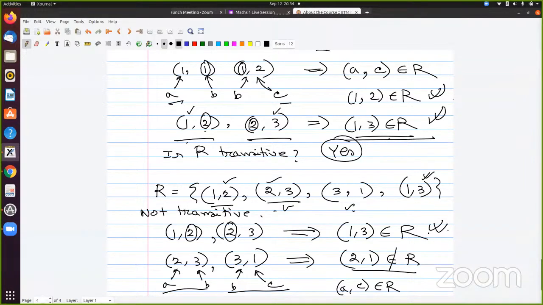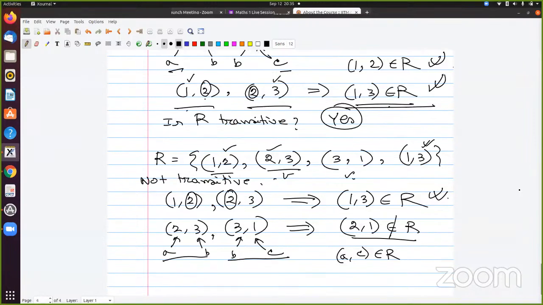Sorry, I have a doubt. Does it mean that even if there is one element which is not an element of R, then the whole set is not transitive? If A comma B and B comma C are inside R, then whenever I get some element A comma C which should be inside R but it is not, we will call it not transitive. The whole set is not transitive.